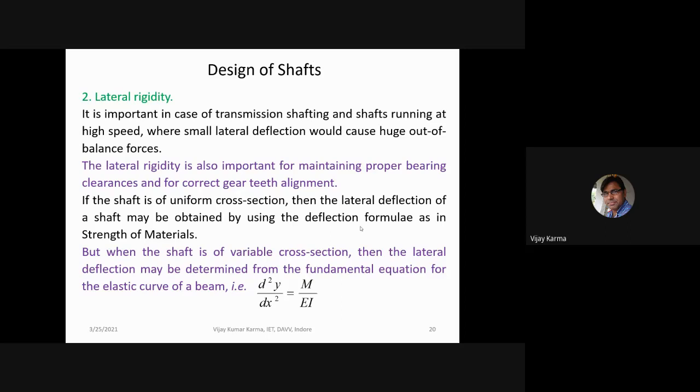Now we'll take some problems in the next class, in which we'll consider if the shaft is subjected to only bending moment, or only torsional moment, or combined bending and torsional moment. And then we'll apply these principles of design of shafts. So this is all for today's class.